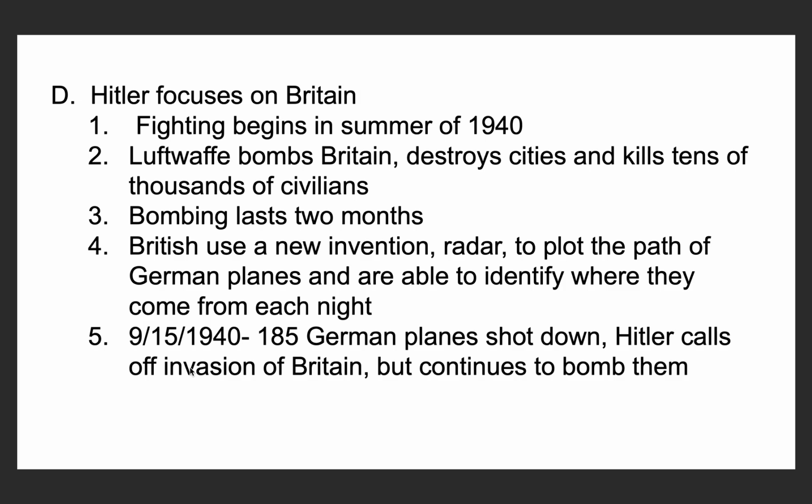Well, the invasion of Britain is actually prevented because the British line up their anti-aircraft guns and point them in the direction that the radar had said these planes were coming in from, and they began firing one night. And specifically on September 15th, 1940, they began firing at these planes, shooting down 185 of them.